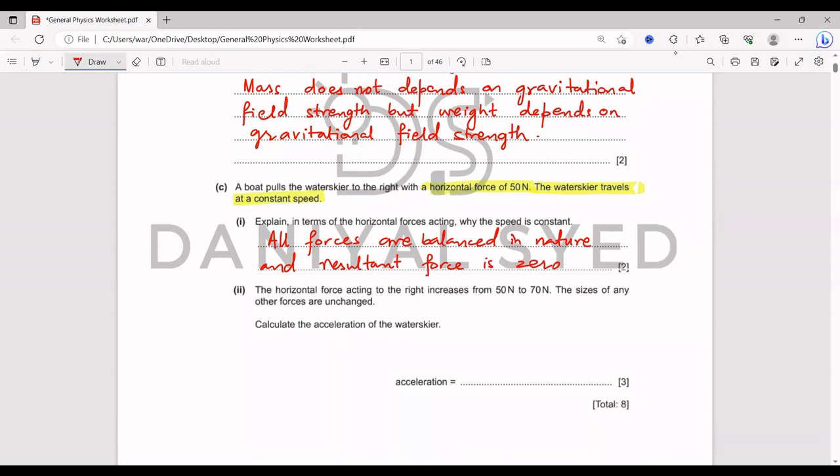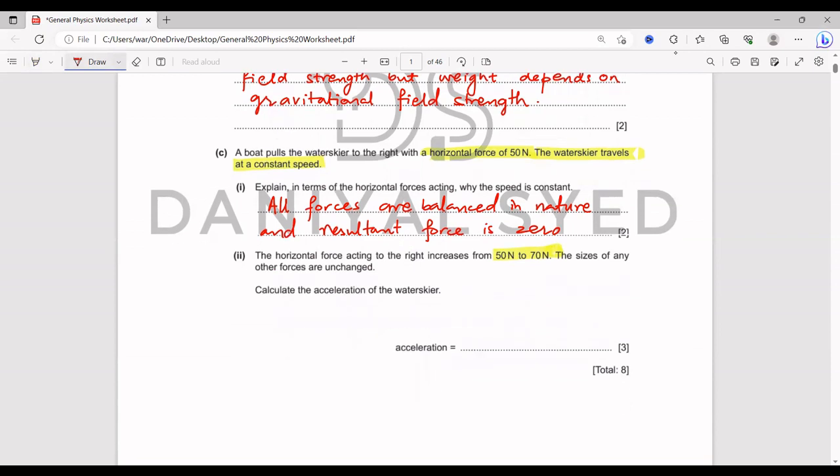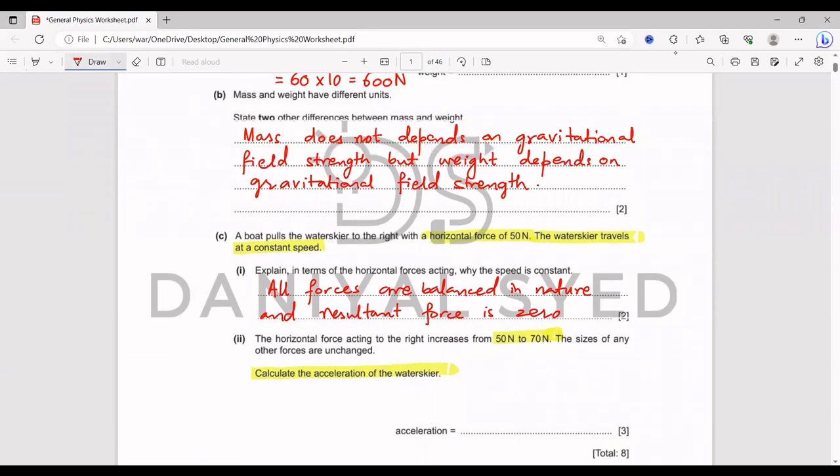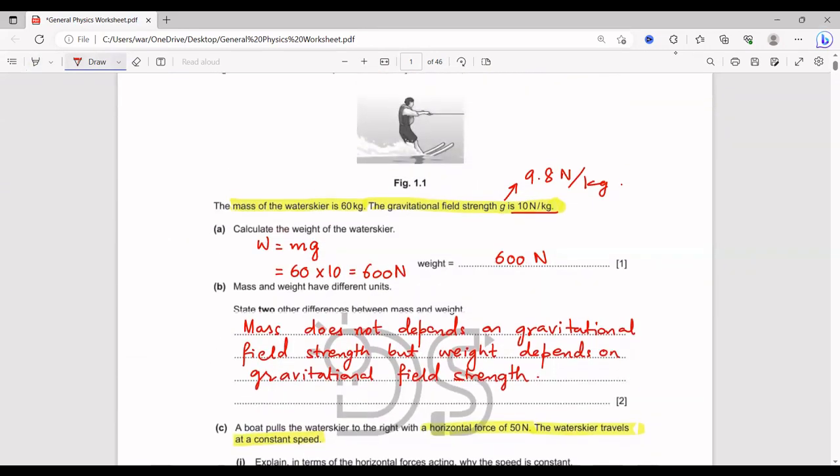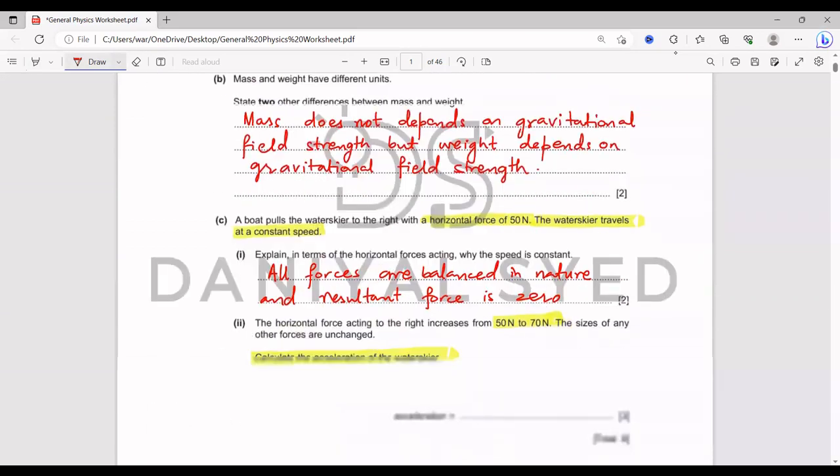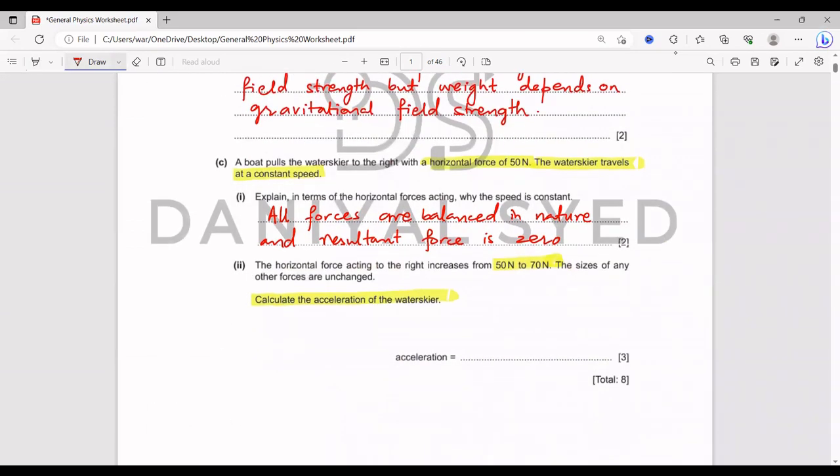Now, the horizontal force acting to the right increases from 50 to 70. The size of any other forces is unchanged. Calculate the acceleration of the water skier. Now, students, the horizontal force acting to the right increases from 50 to 70, and the size of any other forces is unchanged. Now, you have to calculate the acceleration.